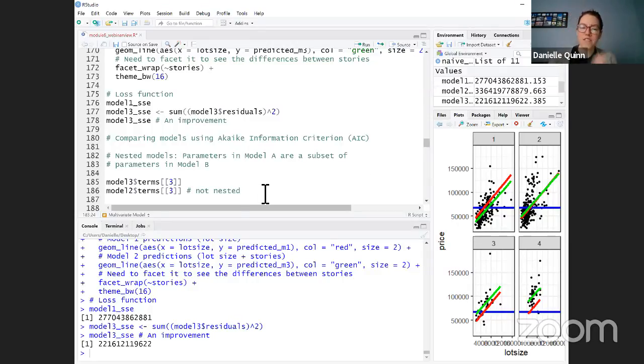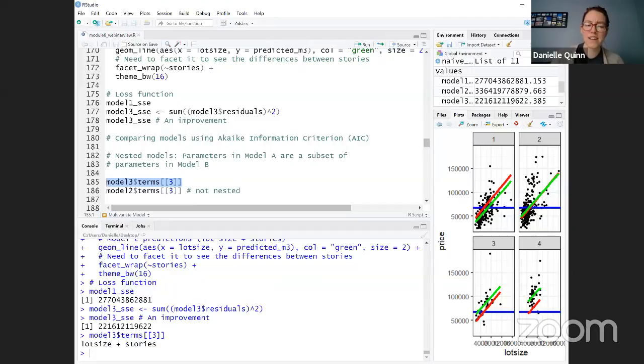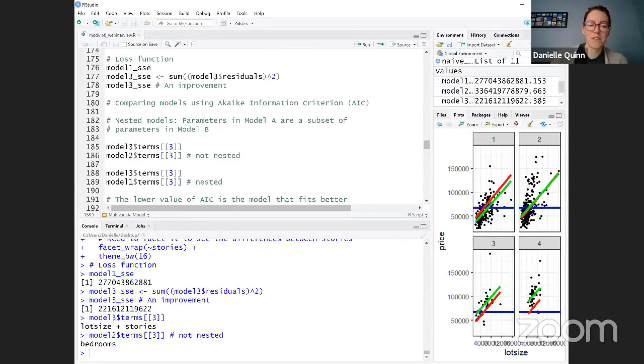So if you are uncertain, we could use this line of code, which we're not really going to get into what all of this means. This is returning to some base R, which we don't have time to cover. But this is a good piece of code to jot down on a cheat sheet. We could say model 3, what are our parameters? Our parameters are lot size and stories. Model 2, our parameters are bedrooms. So bedrooms is not a subset of lot size plus stories.